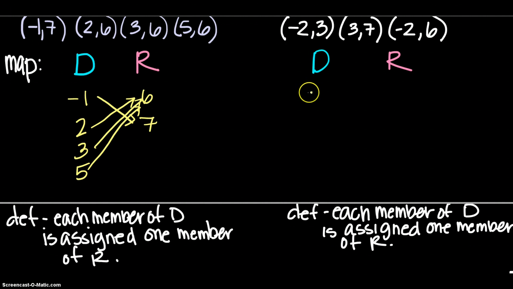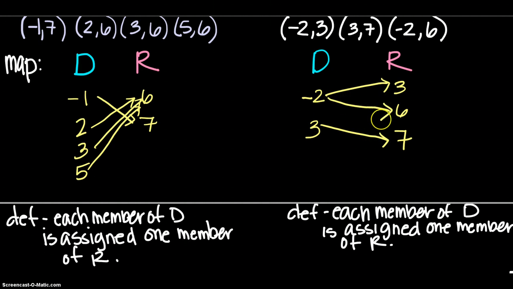So (-2, 3), (3, 7), (-2, 6). My domain is all the first numbers in my ordered pairs, so -2 and 3. For my range, I have 3, 7, and 6. I'm going to write it in numerical order, so 3, 6, and then 7. When I do my mapping here, -2 goes with 3. Then I have 3 goes with 7. And then -2 also goes with 6.